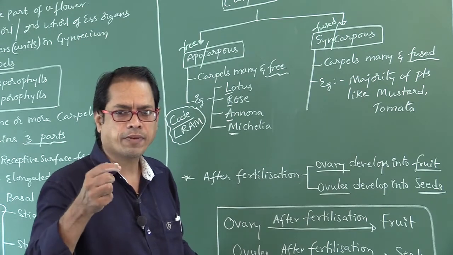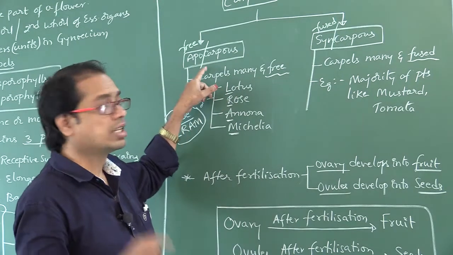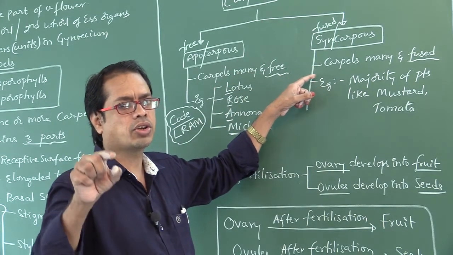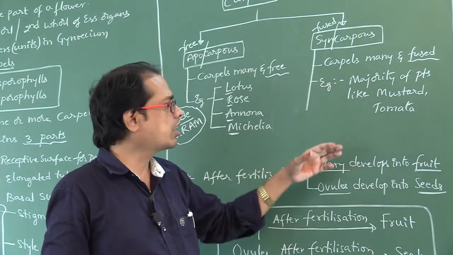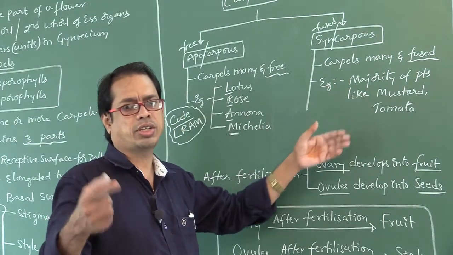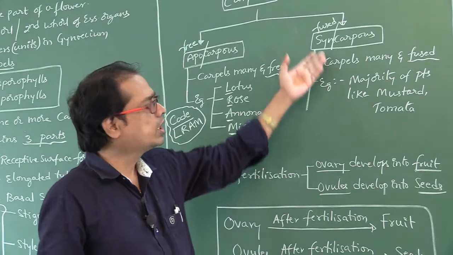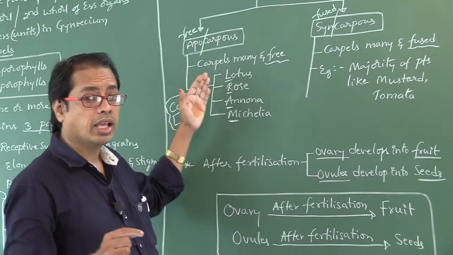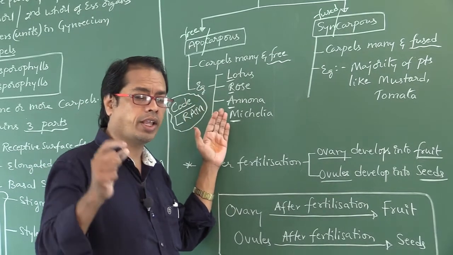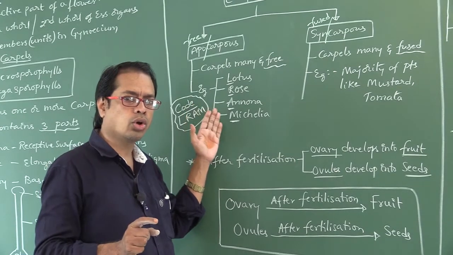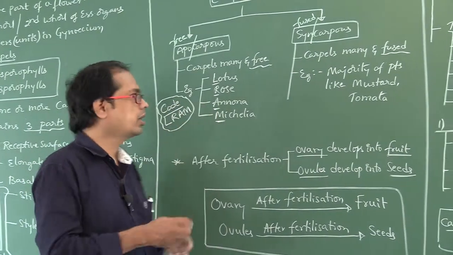If carpels are free, the condition is called apocarpous. If carpels are fused, this condition is called syncarpous. Examples of syncarpous we may say: brassica, mustard, tomato, asteraceae. So many families will come in syncarpous. Examples of apocarpous, that is, carpels many and free: the code is L-ram, lotus, rose, annona, michelia.